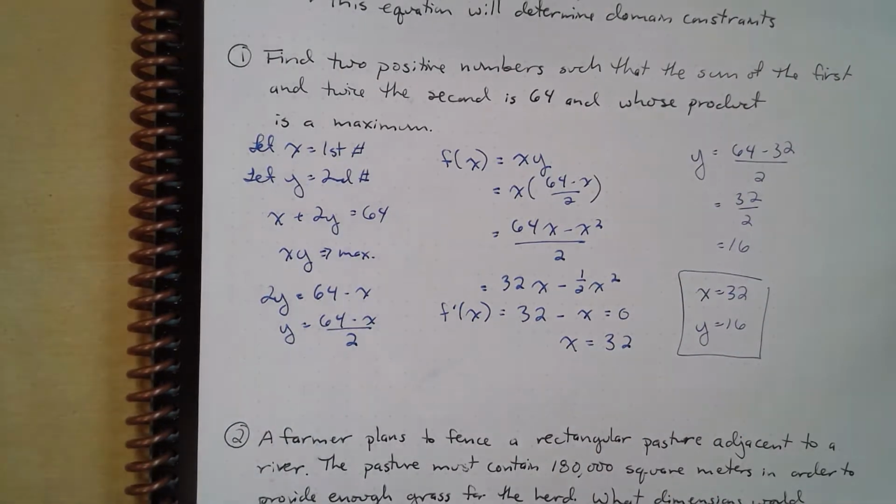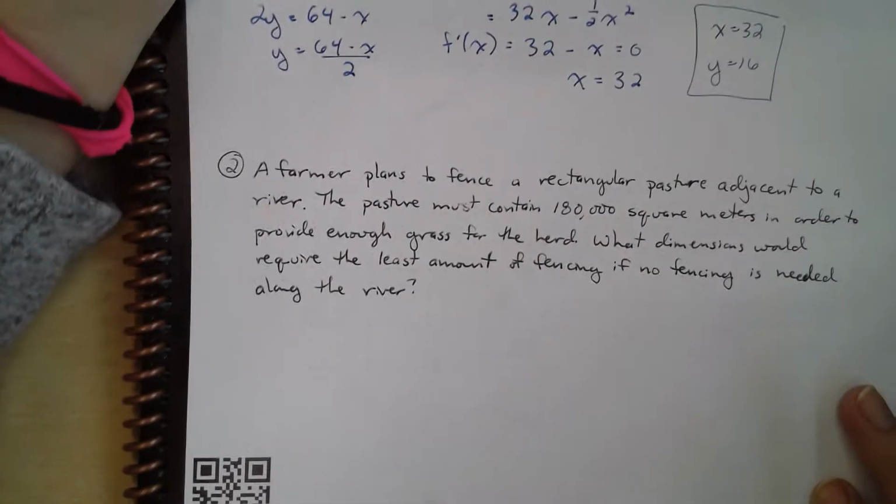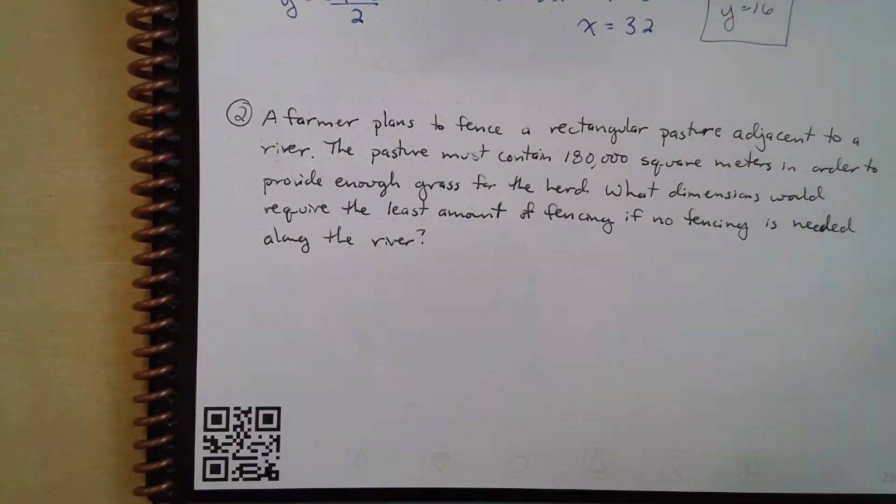Let's do another one with a little bit more real-world-ish applications in it. A farmer plans to fence a rectangular pasture adjacent to a river. The pasture must contain 180,000 square meters in order to provide enough grass for the herd. What dimensions would require the least amount of fencing if no fencing is needed along the river?